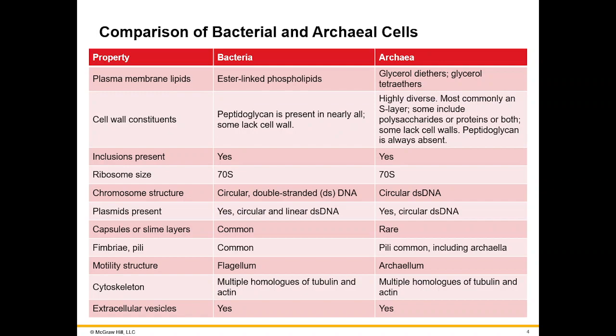Yes, they both have plasmids, but for the plasmids of the bacteria, some are circular, some are linear, whereas the archaea have circular double-stranded DNA plasmids. So bacteria, because they tend to be more sensitive to their environment, they tend to form capsules and slime layers as a way to protect themselves.